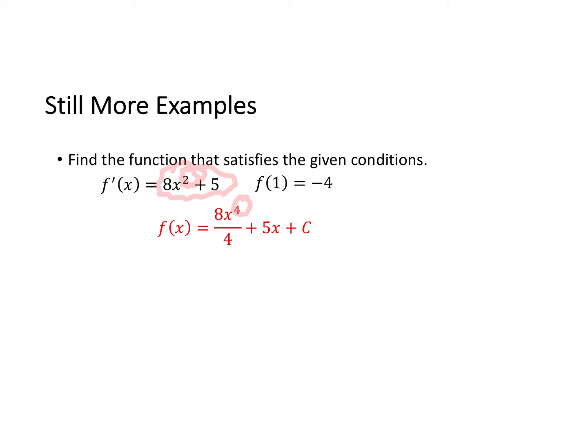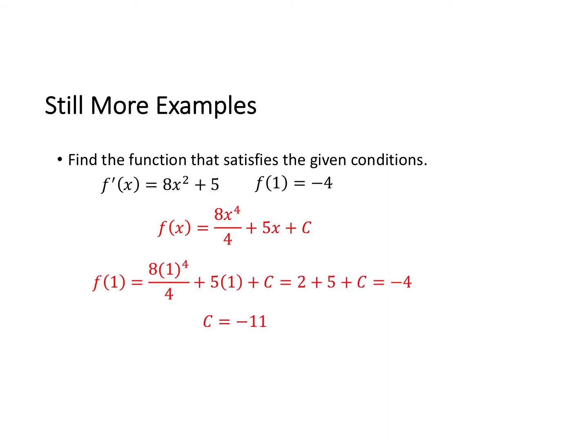So if it was actually 8x to the 3rd plus 5, we add 1 to that exponent, so now it becomes 4. Divide by 4, plus the 5, add 1 to the exponent, becomes x to the 1, and then we add c. So just understand that the f prime of x is incorrectly written there. It should have been 8x to the 3rd plus 5.